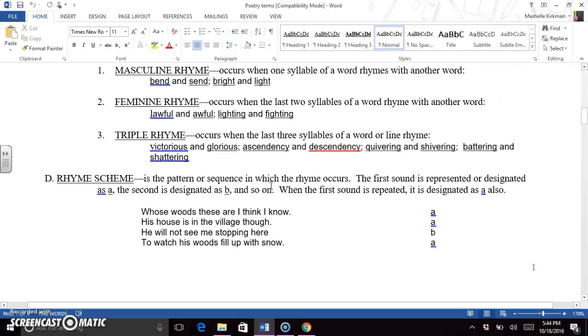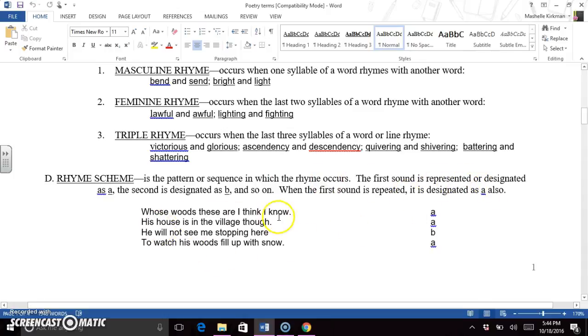Most of our poetry is probably about 20 lines, so you're probably really only going to get up into the G's, the H's, the I's, but you can get all the way through the alphabet. If you get through Z and come back to the beginning and you have a 27th rhyme, it would be AA, BB, CC, so two letters together versus the single letters. When the first sound is repeated, it is designated also as an A.